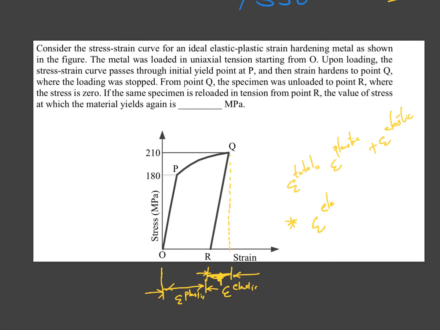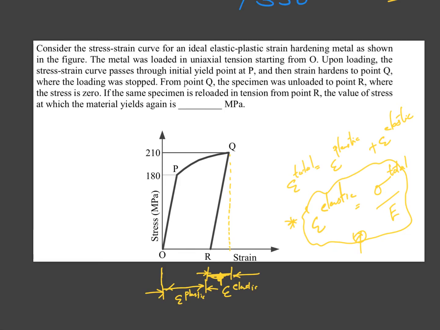How is epsilon elastic related to your stress and Young's modulus? At any point in your loading regime, your elastic strain is always given by your stress divided by Young's modulus. So this is an expression for your elastic strain at any point in your loading curve. This is one good useful formula which you can remember for a long time, whenever you learn a lot about plasticity.